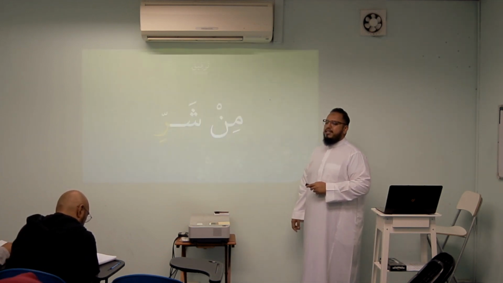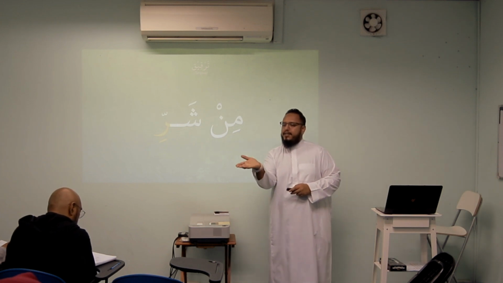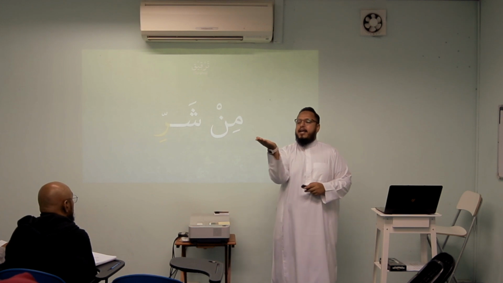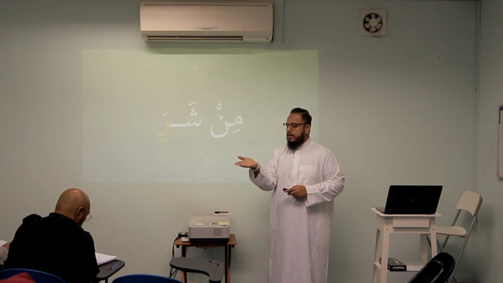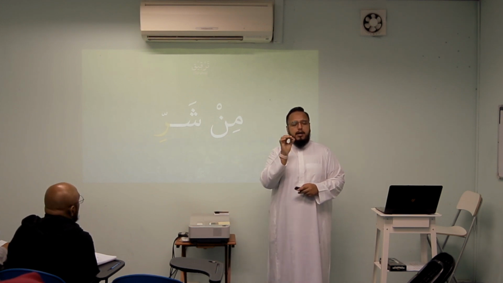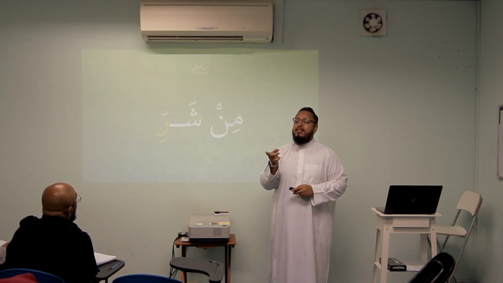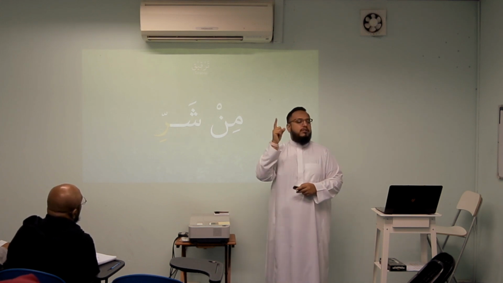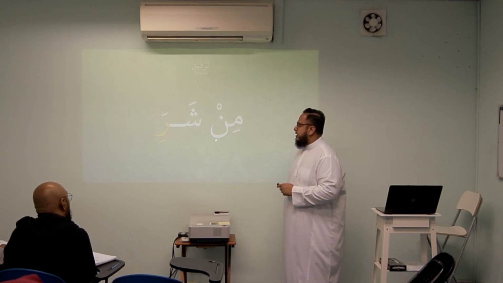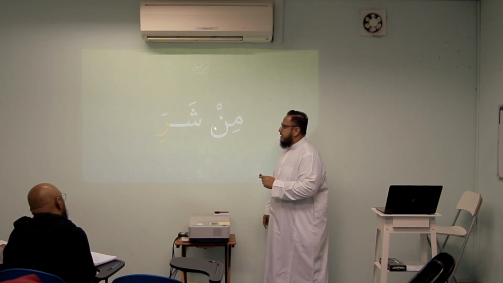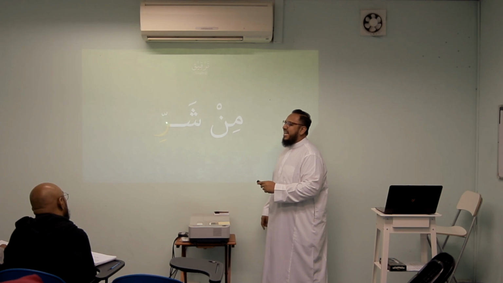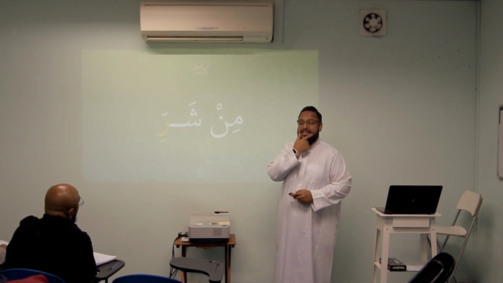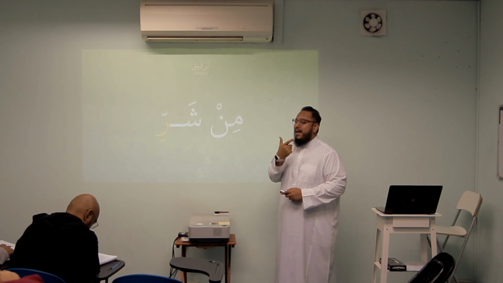So how to produce a tarqiq? Lift the tongue and make sure that it is as flat as possible. Okay? And one more thing, try not to touch the upper part of your mouth. We get close, but don't touch it. Example number 1. Min sharri. And one last thing. It helps when you smile. Lift the tongue and smile.